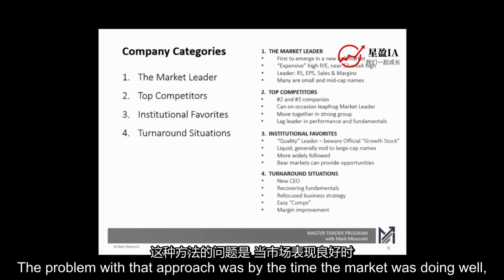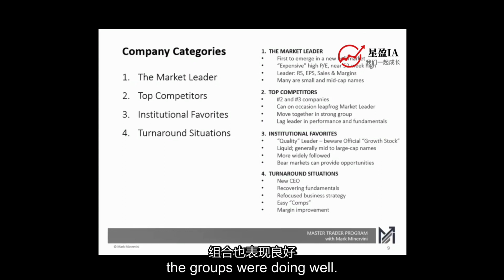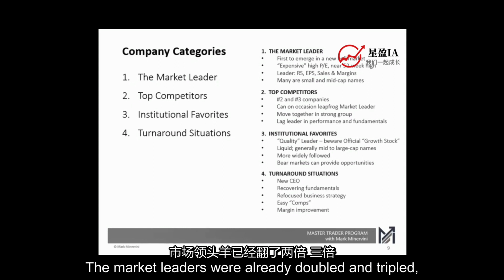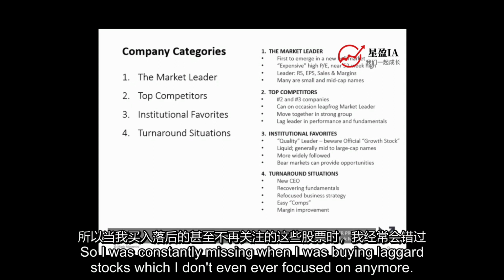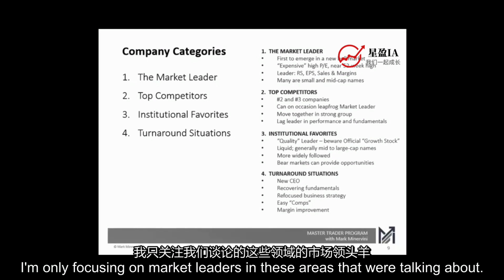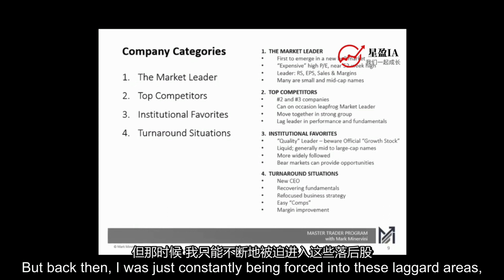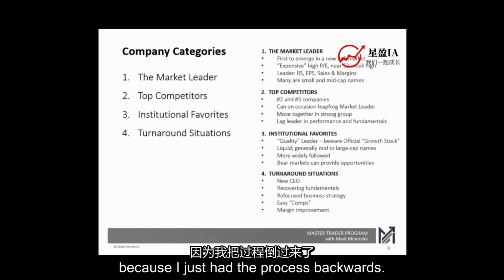The problem with that approach was by the time the market was doing well, the groups were doing well, the market leaders were already doubled and tripled and they were long gone. So I was constantly missing them and I was buying laggard stocks, which I don't even ever focus on anymore. I'm only focusing on market leaders in these areas that we're talking about. But back then I was just constantly being forced into these laggard areas because I just had the process backwards.